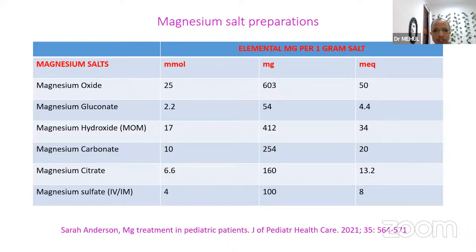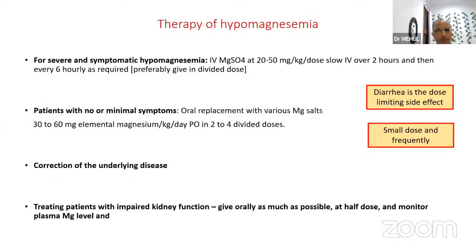I'm not going to go into the details of this, but we should be aware of the amount of elemental magnesium which is present in each salt: magnesium oxide and magnesium hydroxide, which are the commonly used oral magnesium supplements; magnesium citrate, which we often use in children with renal stone disease; and magnesium sulfate, which is a parenteral preparation used in children with symptomatic severe hypomagnesemia.